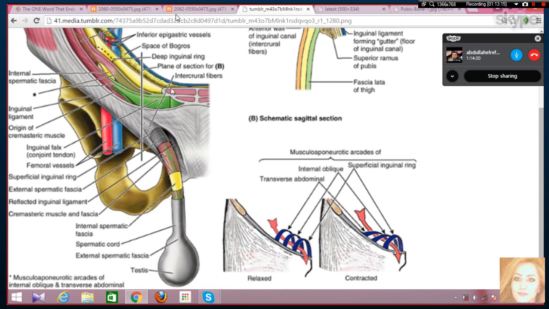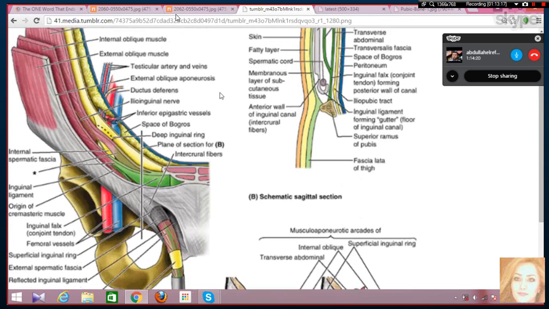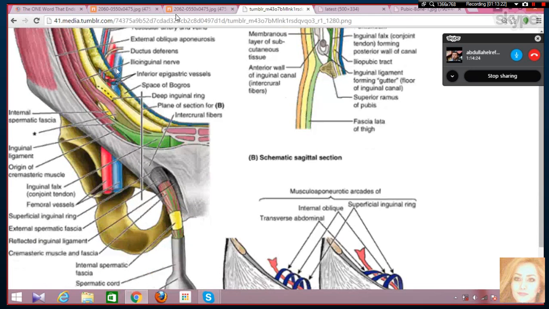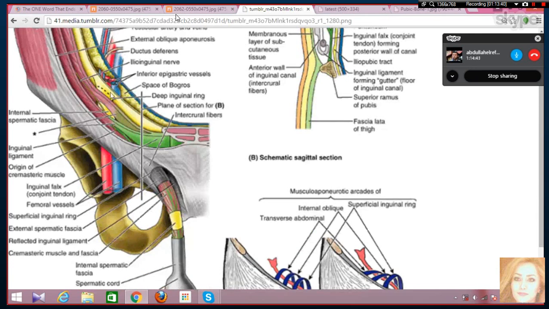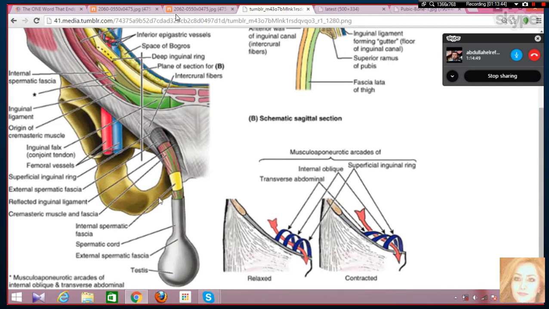Alright. Now, let's talk about hernia. What is a hernia? Here, these rings and this canal are weak points in the abdominal wall. What does it mean? If the pressure in the abdominal cavity is high, the small intestine can protrude into these rings and this canal and come out in the thigh. So this is called a hernia.